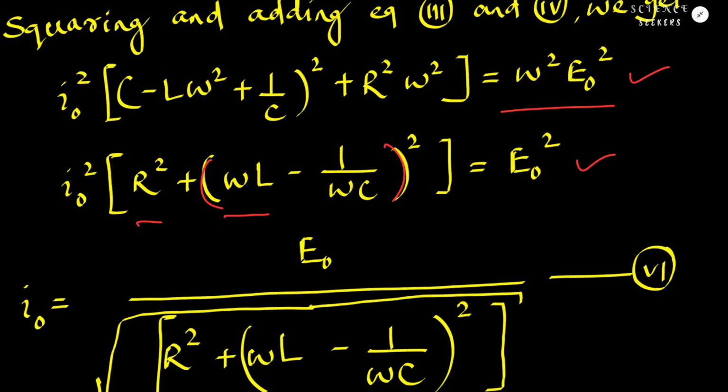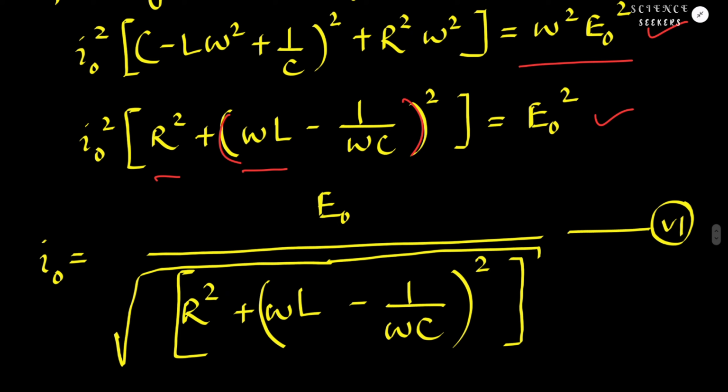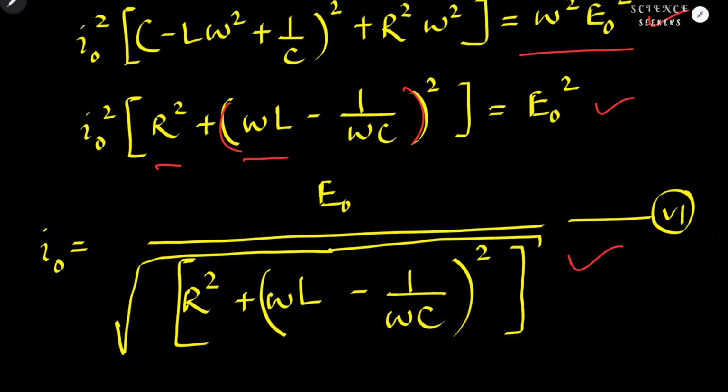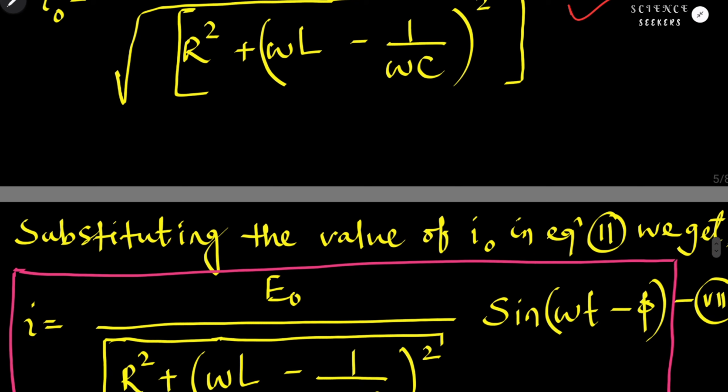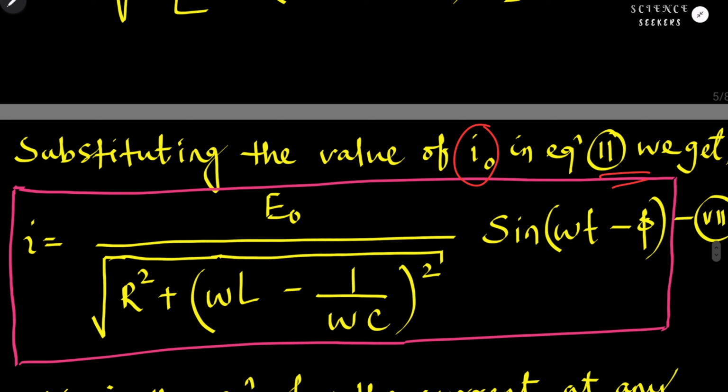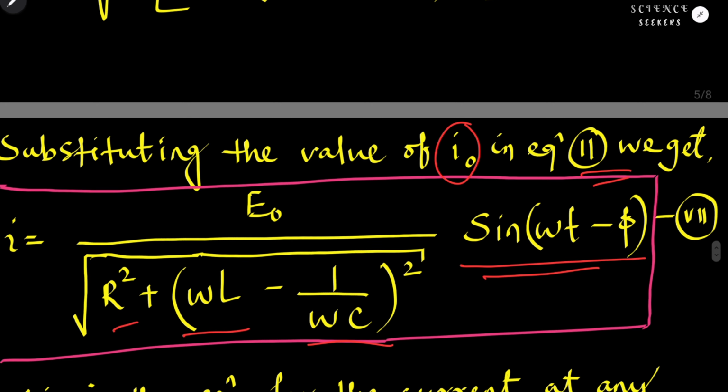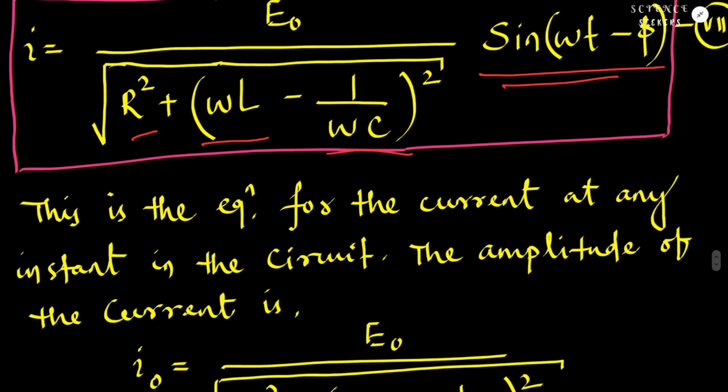So I naught is equal to E naught divided by root under R square plus omega L minus 1 by omega C whole square. That is equation 6. Substituting this value of I naught in equation 2, we get I equal to E naught by root under R square plus omega L minus 1 by omega C whole square into sin omega t minus phi. That is equation 7. This equation represents the current at any instant in the circuit.